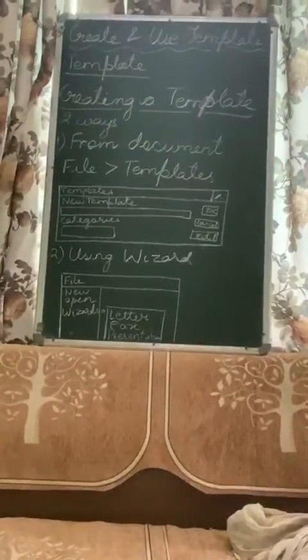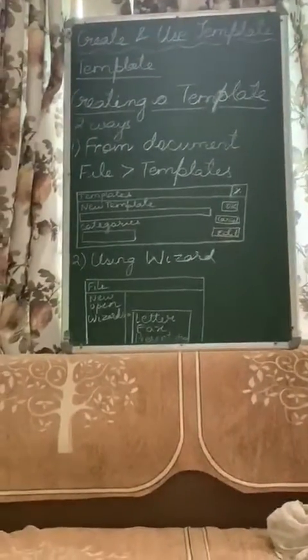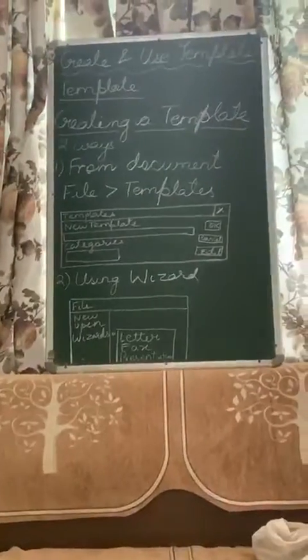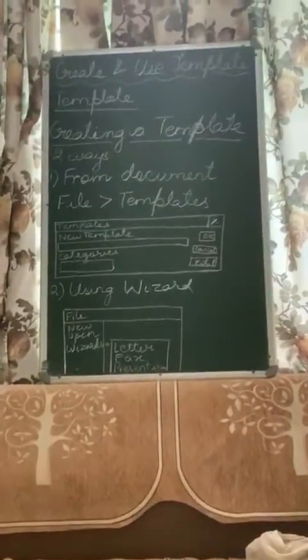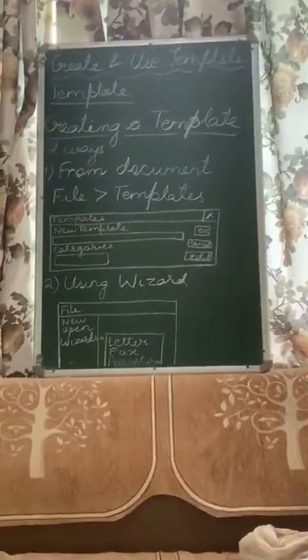Now afterwards you click OK to save the new template. Also you can see at the right hand side there is an edit option which helps you to make changes to the template that you have created. So just save it and click OK. So this is one way, that is from the document.